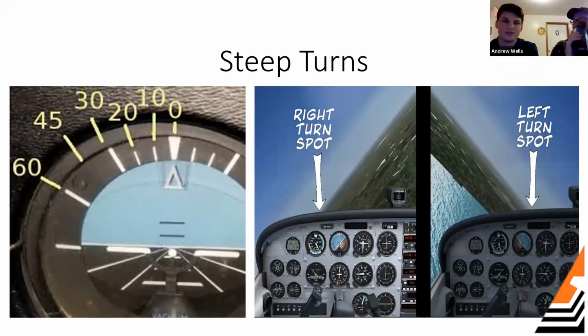All right. And we've got steep turns. So this helps people with level flight. It helps you with that horizon out there. So let's see. What is a steep turn? So 45 degrees. Yeah. So we're looking for about 45 degrees on the turn. So what does that look like on our attitude indicator?